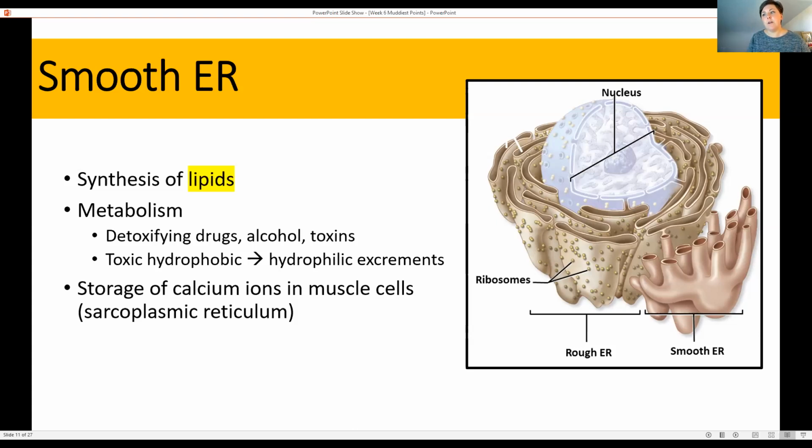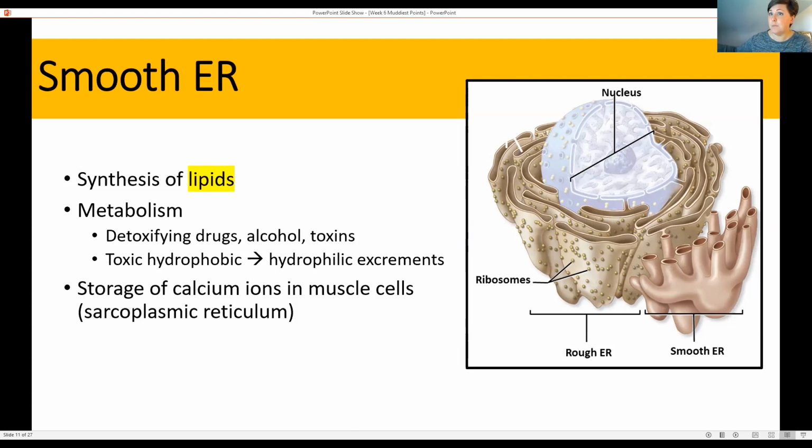And if you remember, lipids as a macromolecular group are characterized by being nonpolar or greasy, right? So lipids, think of fats, think of oils. If you think about rubbing butter between your fingers or olive oil between your fingers or whatever lipid you're talking about, it feels greasy, it feels smooth. That's why we call the smooth ER the smooth ER.